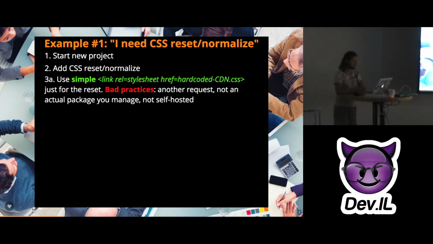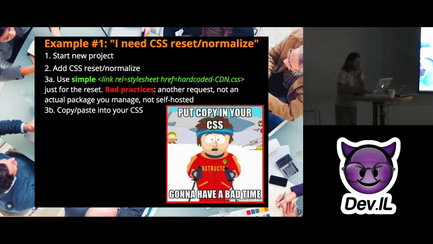We will replace the question marks with our first approach. We use a simple link style sheet with an href to a CDN resource to a style sheet with the CSS reset. But it's not that good because it means we have another request. And it's not an actual package that I manage with version control. I can't self-host it, okay? I have to have two different URLs for the minified and the development versions, right? There's got to be a better way.